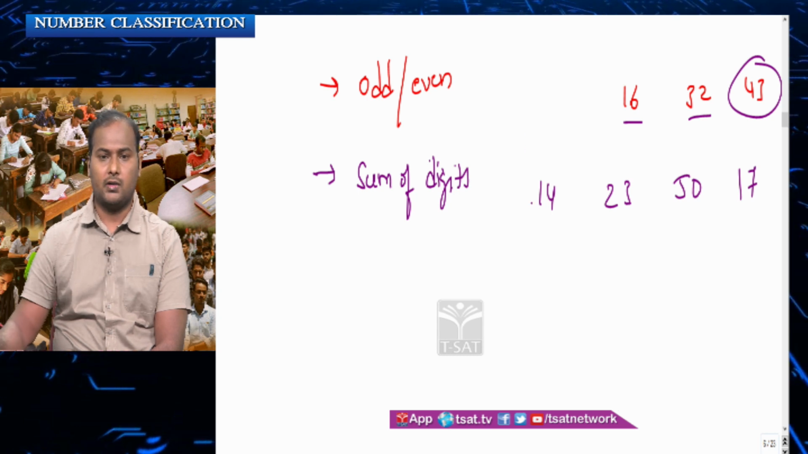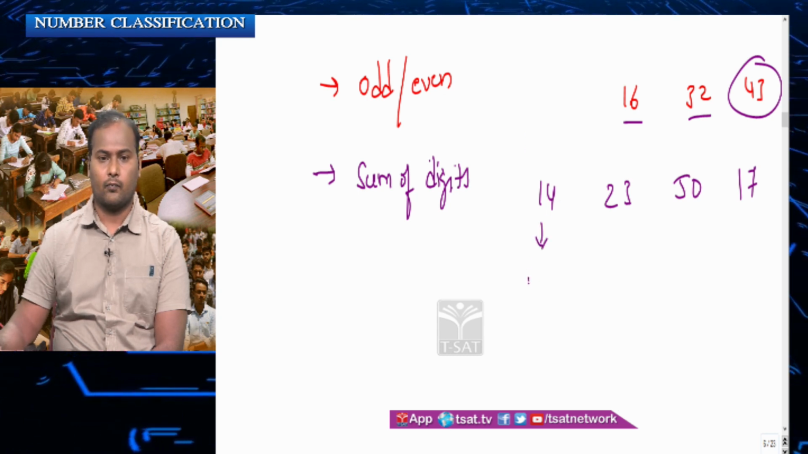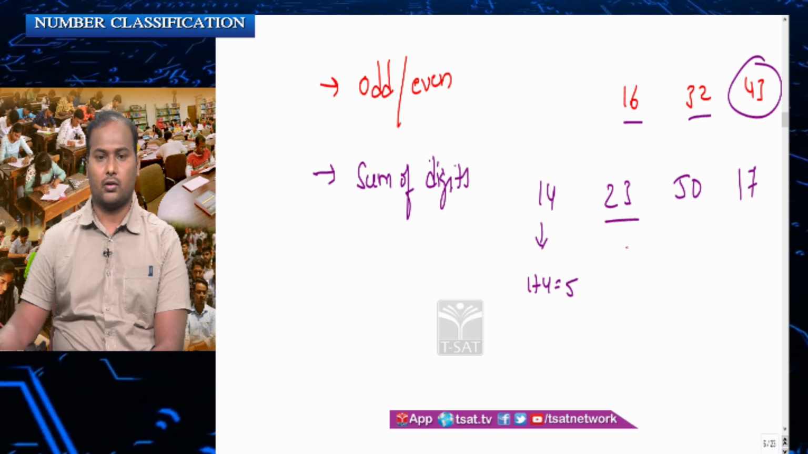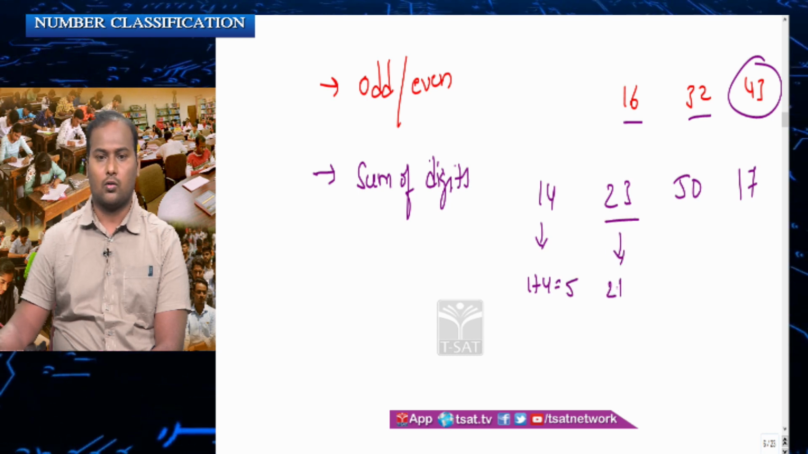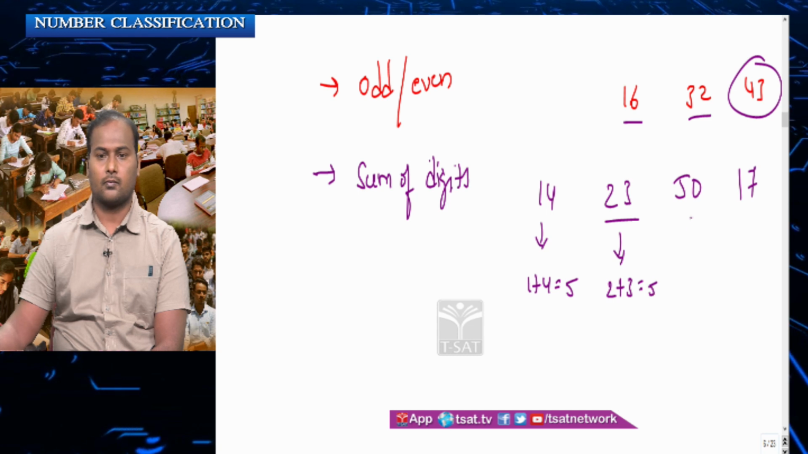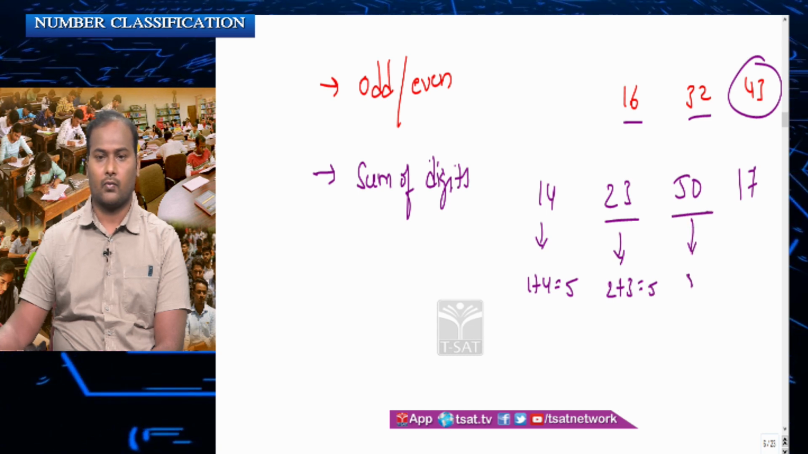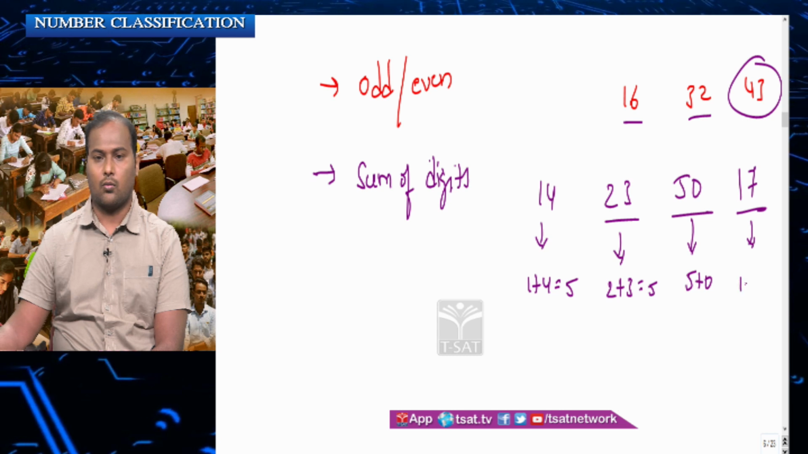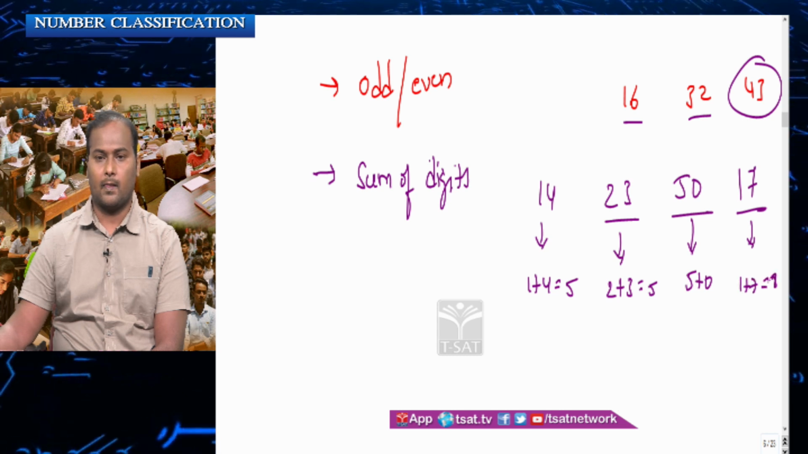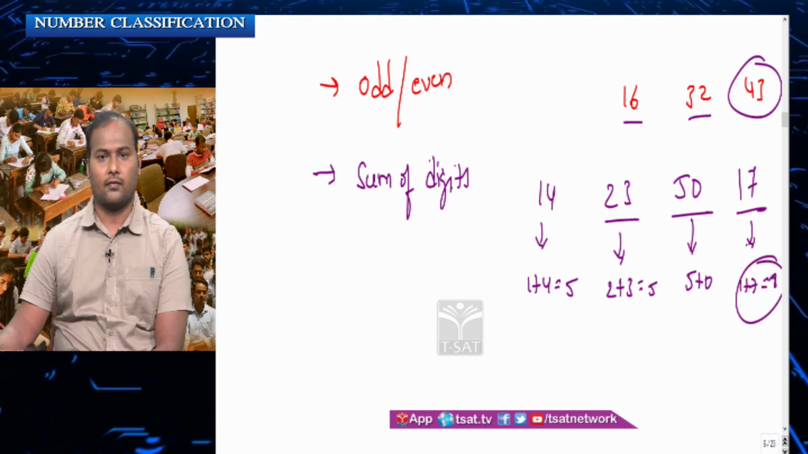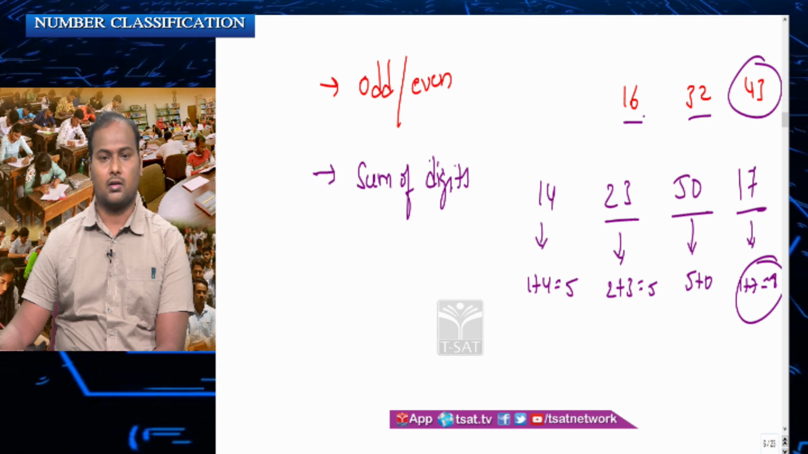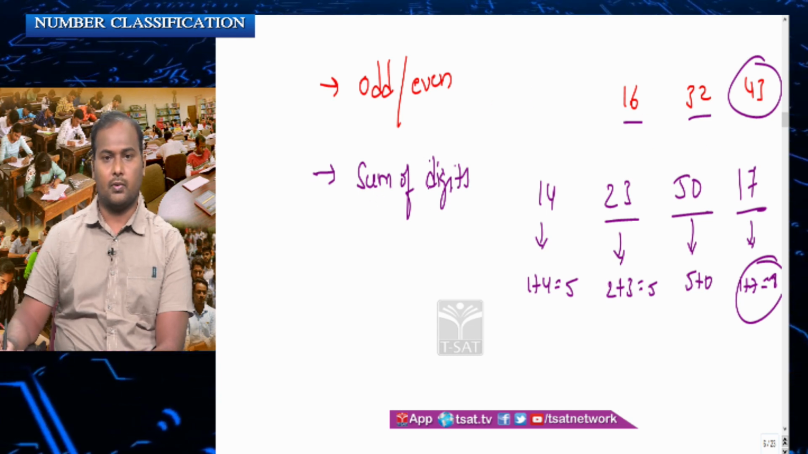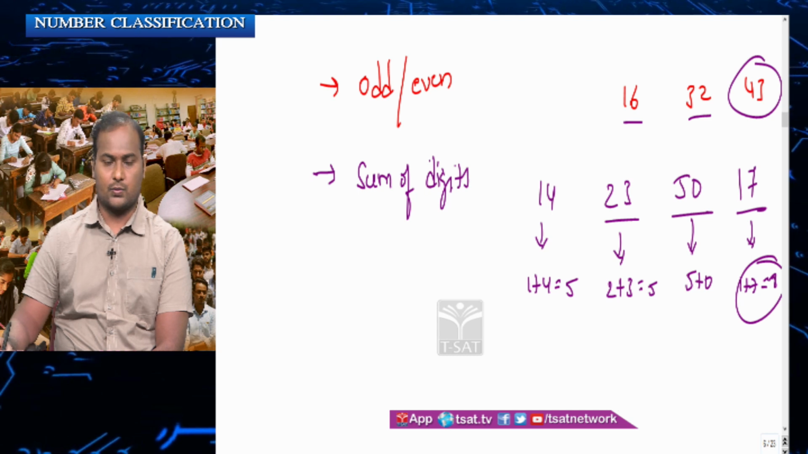The moment you see this, 14, 1 plus 4 is 5. Here 23, 2 plus 3 is also 5. Then 50, 5 plus 0 is also 5. The moment you see 1 plus 7, it will become 8. So this is your different one compared to the others. So your answer will be 17. So you can expect questions even based on sum of digits as well.